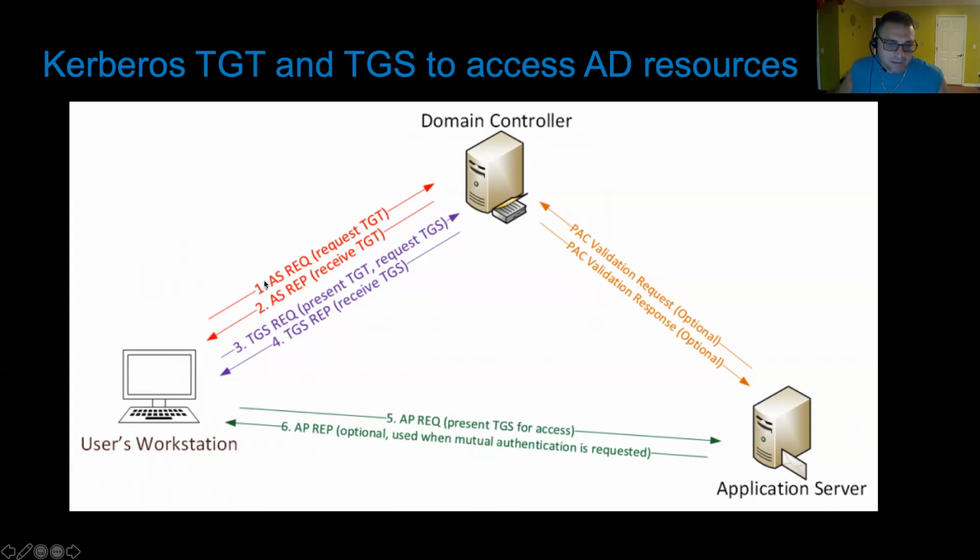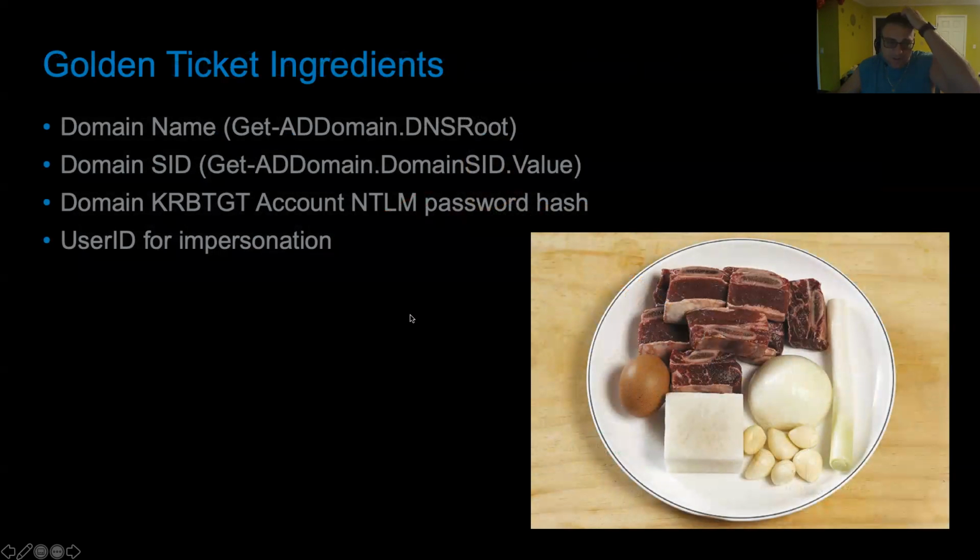So again, we're asking for a ticket granting ticket. You can look at it as your entrance to an amusement park. And then each one of the rides will be your ticket granting service, where you need a specific ticket for them as well. So how does the golden ticket work?